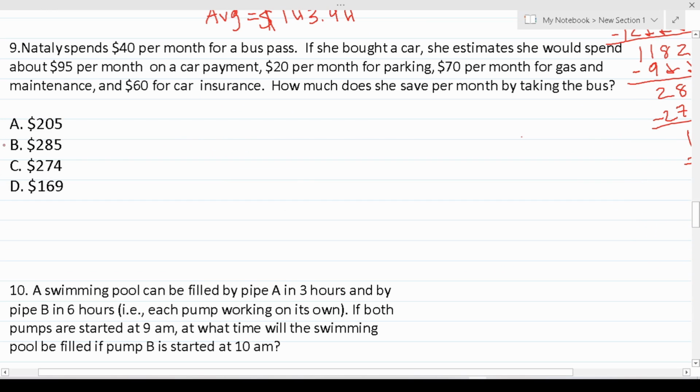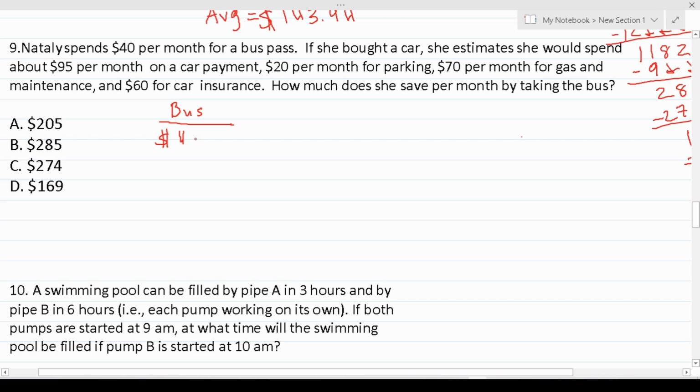All right, number 9 says Natalie spends $40 per month for a bus pass. If she bought a car, she estimates she would spend about $95 per month on a car payment, $20 per month for parking, and $70 per month for gas and maintenance, and $60 for car insurance. How much does she save per month by taking the bus? So we know she spends $40 a month for the bus. So that's all we need to know about that one.